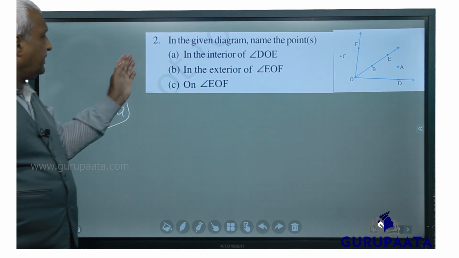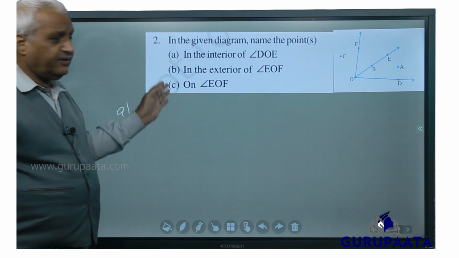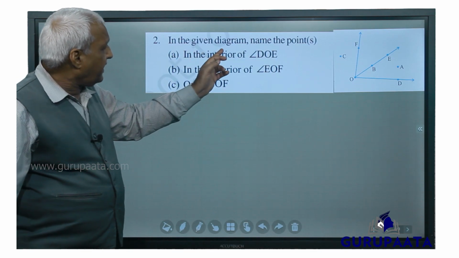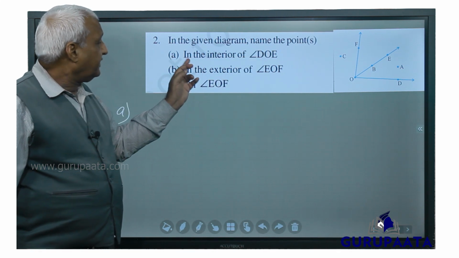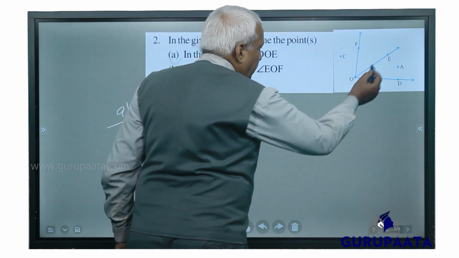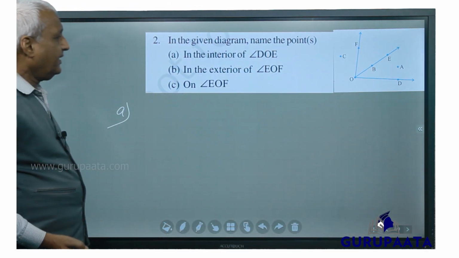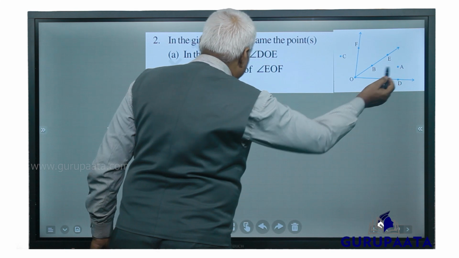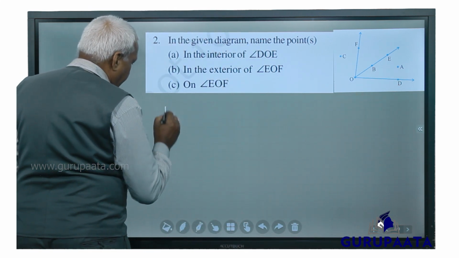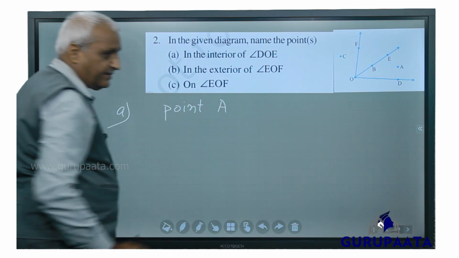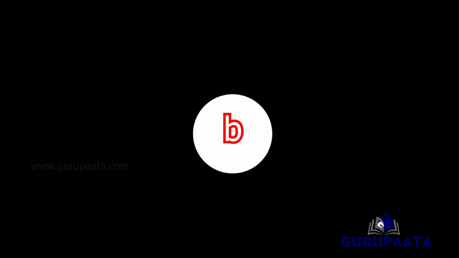Next, we will solve question number 2. This has got 3 questions. We will do each question one by one. First, question A. In the given diagram, name the points in the interior of angle DOE. Okay, the interior of this angle, we have to find what the point is. The point is A. So the answer will be point A. We will take now question B.